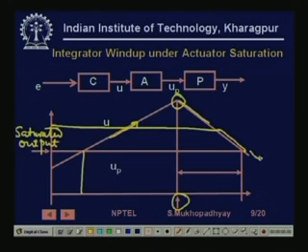then it goes further below. So from this point onward the output will start reducing. So this is what happens. The whole idea is that the integral should not be allowed to blow up continuously with time.